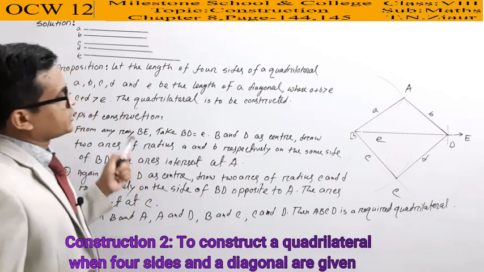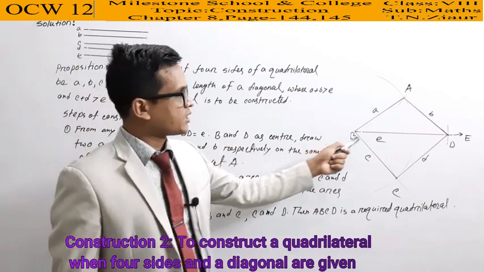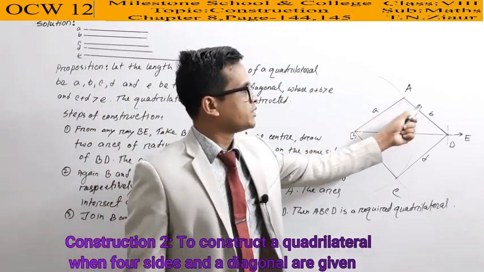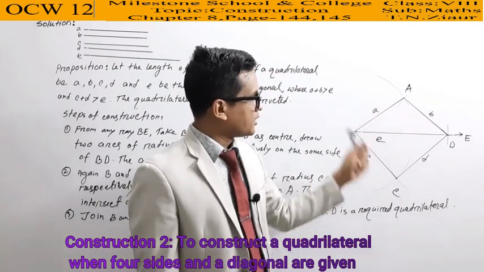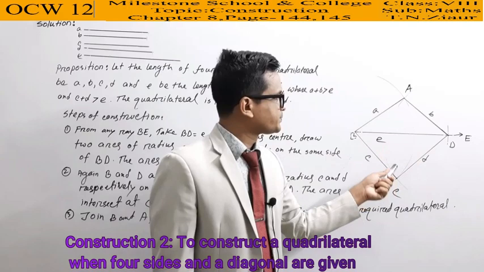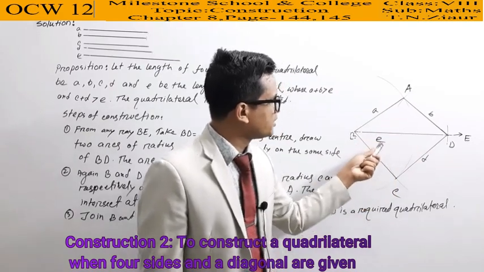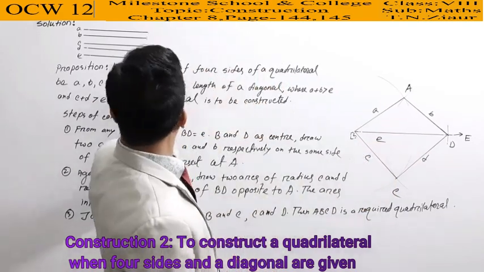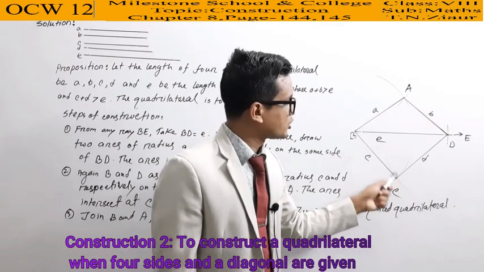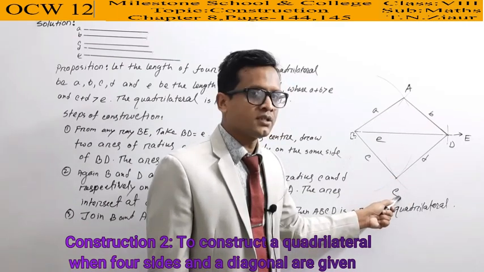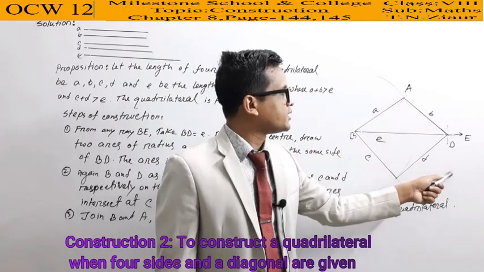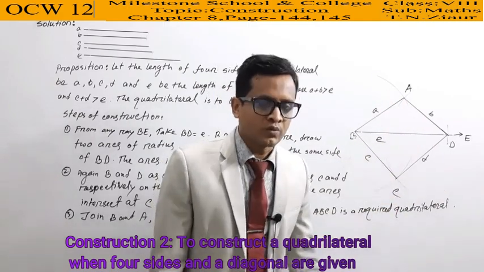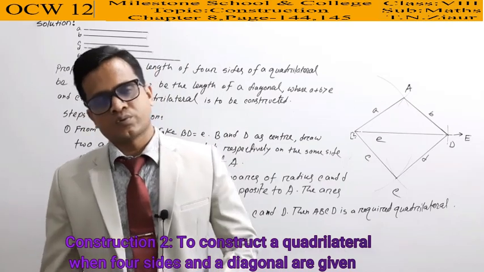So first we will take the measure of this diagonal, then the side A and B we will take the measure of A and B and draw two arcs in the above side of BD. Then the downside of BD we have to take the length of C and D and draw two arcs which intersect at C. Then join BC, DC, BA and AD. Then ABCD is a required quadrilateral. I hope you understood this one.